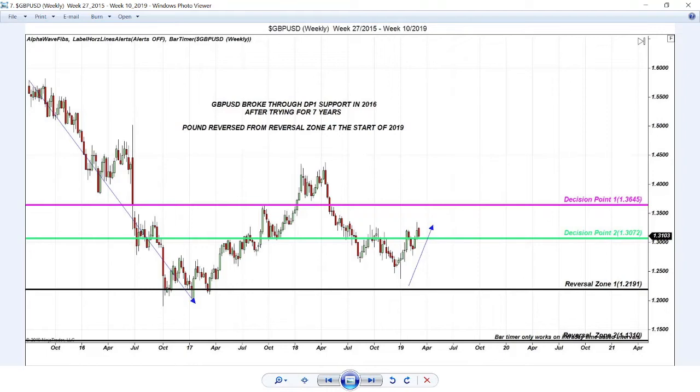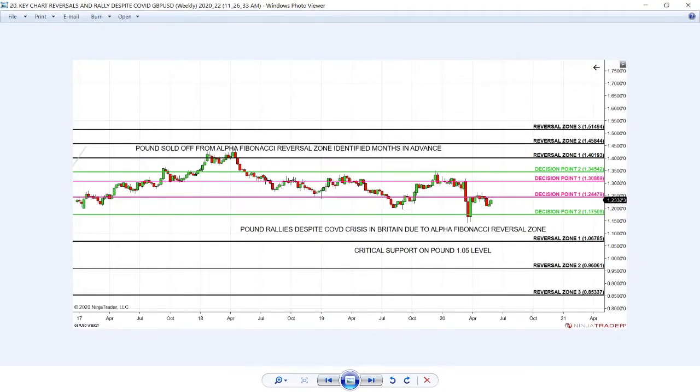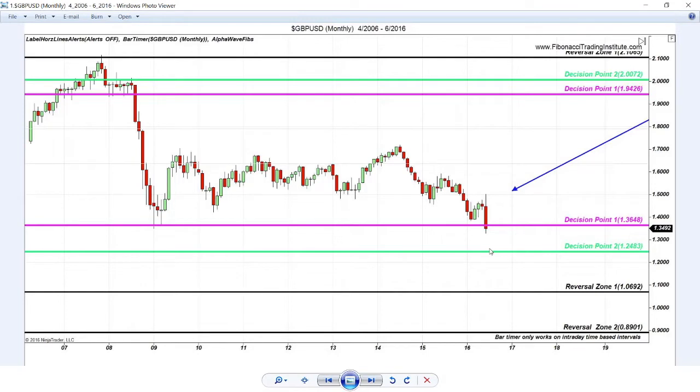And if you understand what just played out on pound, here's another stunning example. Pound rallied despite the COVID crisis in Britain due to the Alpha Fibonacci reversal zone. That's it. This is crucial support, but we knew this years in advance. 1.06 traders, 1.06 is out, 0.89 cents are next. Chances of pound ever reaching 2100 in the next 50 years is practically none.